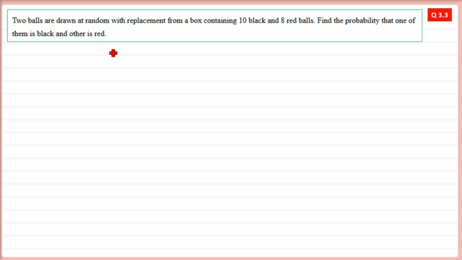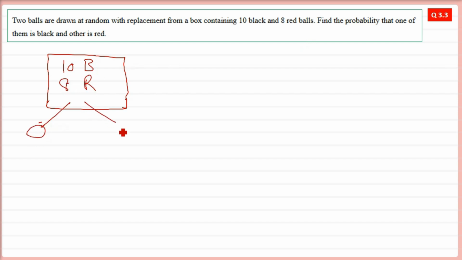Now similar question, but here one of them is black and the other is red. Same thing. If you have done 3.1 and 3.2, this question will be easier for you. The scenario here is the same: 10 is black and 8 is red. In this, one ball is being drawn, second is also being drawn, and these are independent events because replacement is going on. Whatever is being taken out has been put back before the other ball can be picked up. So both can give you black, both can give you red. First can give you red, followed by black. First can give you black, followed by the red one.